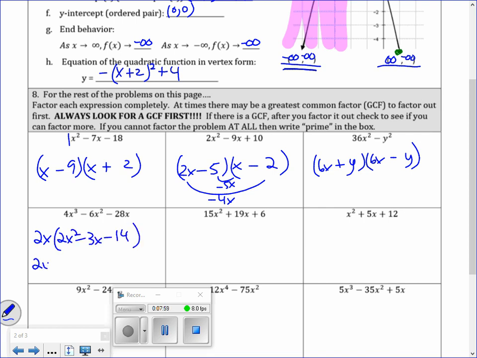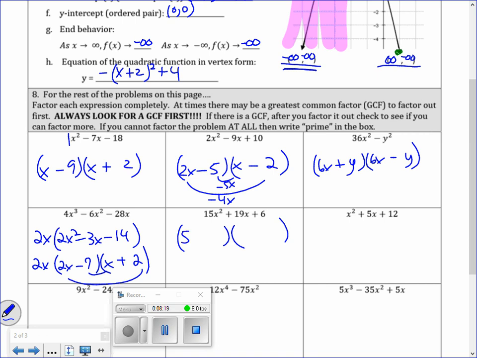So when I go to factor that, I got 2x and x. 14, I'm going to use 7 and 2. So I put my 7 here and my 2 there. That gets me 4x and 7x, which could be negative 3 if the 7 was negative and the 2 was positive. All right, in the center, 15, 19, and 6 have nothing in common, so I'm just going to factor.